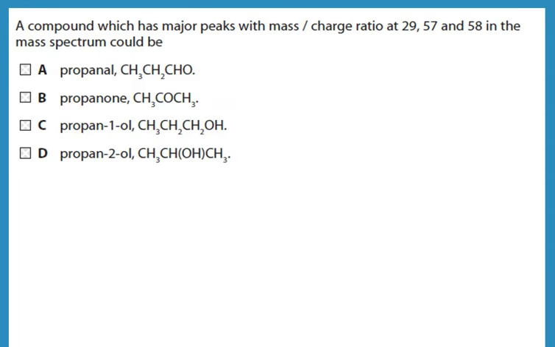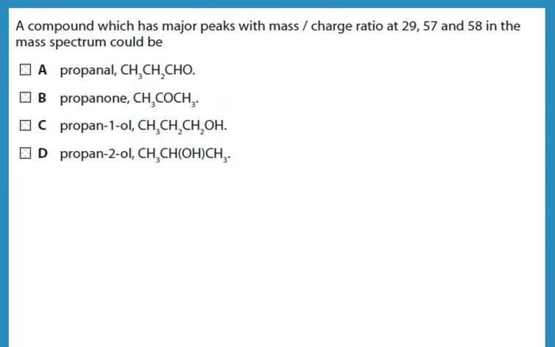Okay, this is another question. The question says, a compound which has major peaks with mass over charge ratio at 29, 57, 58 in the mass spectrum could be which of these? So he's looking for a molecule. If you break it up, it could give you a peak at 58, a peak at 57, a peak at 29. So the first thing you need to do is draw the structure of each one.